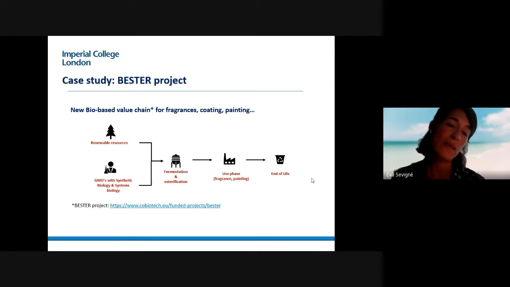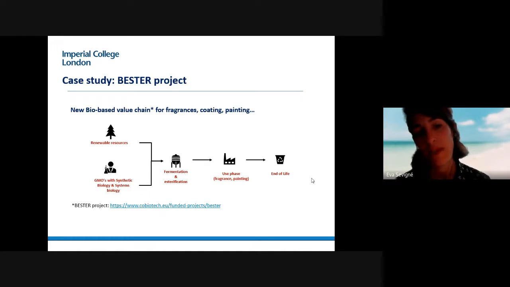And we have applied this approach to the case study of the BESTER project. The BESTER project ended last June, just 15 days ago, and it was a 3-year project funded by the European Commission under the program ERA-CoBiotech, and also, in the case of Imperial College London, funded by the BBSRC, which is the UK government department for the development of biotechnologies.